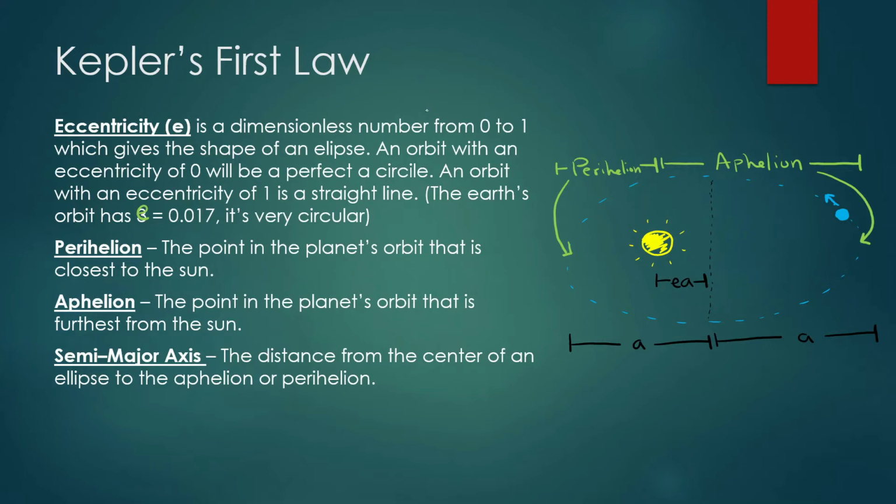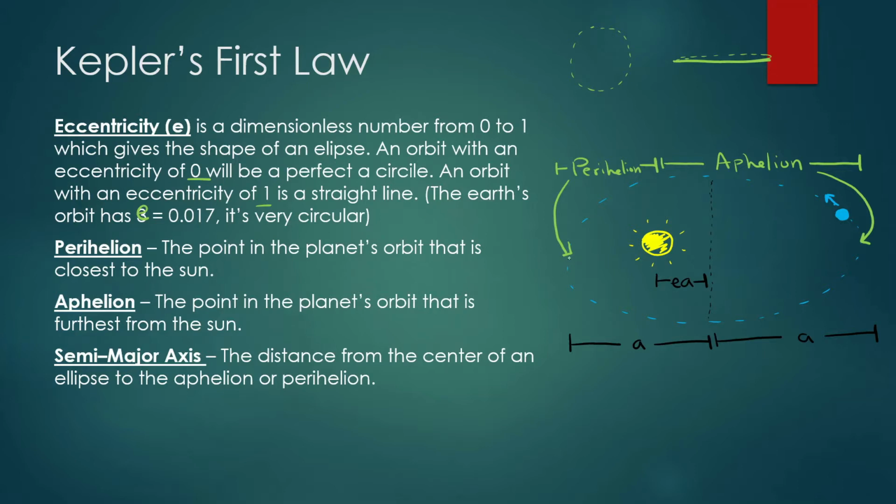Depending on the eccentricity of an orbit, it shows how elliptical it is. If something has an eccentricity of 0, that means it's a perfect circle, so it's not elliptical at all. But 1 would be a perfect line. It would just be a line going like this. It's a straight line, okay? So this just shows us how elliptical something is. It's going from 0 to 1, 1 being extremely elliptical, a line, 0 being a perfect circle.